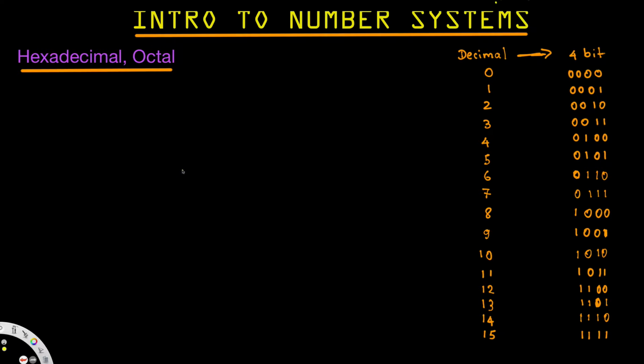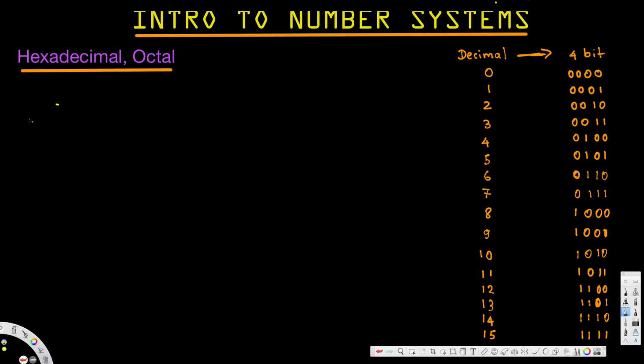In this video we are going to talk about number systems. Particularly we are going to talk about hexadecimal and octal. Now let's look at the hexadecimal first. When we talk about hexadecimal, that is base 16. So there are 16 numbers.